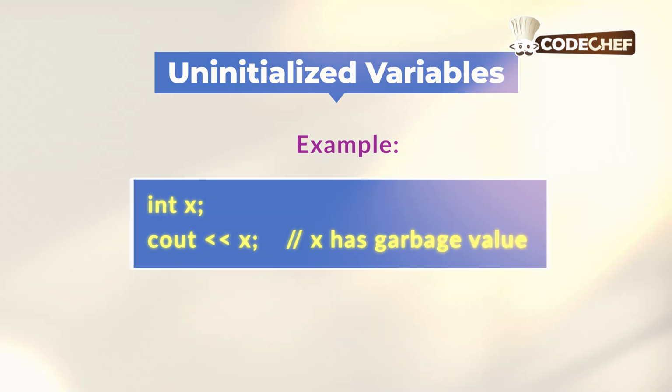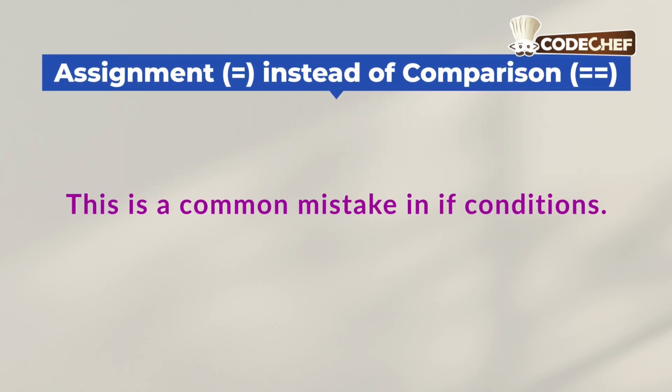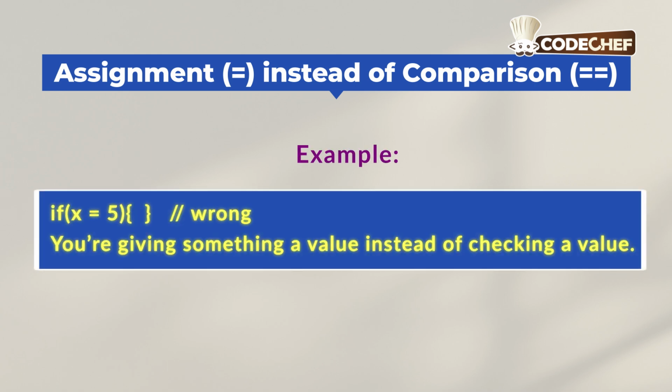Next is assignment instead of comparison. A lot of times we get confused between the assignment operator and the comparison operator. When we are comparing two numbers, we need to use the equal sign twice, and when we are assigning a value, we use it once. This is a very common mistake in if conditions. Example, if (x = 5). Now we are giving a wrong statement because x = 5 is assigning value 5 to x and not comparing the value of x with 5.